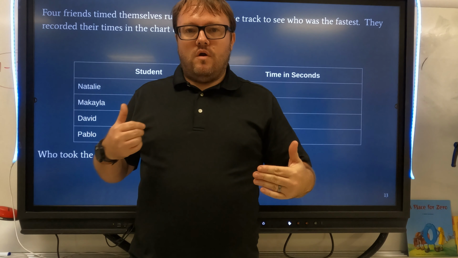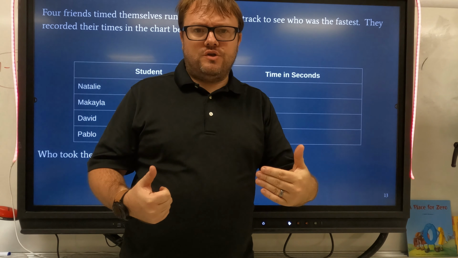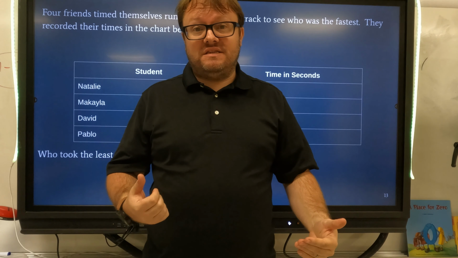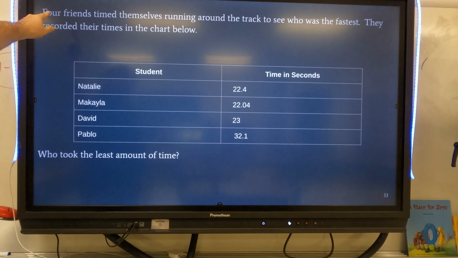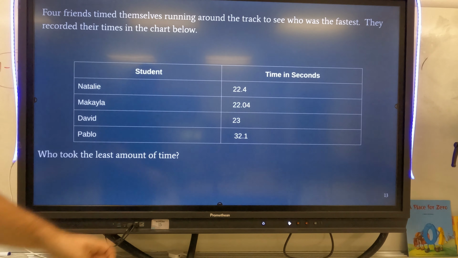I wanted to go over some word problems with comparing numbers, making sure that we understand how to do that and solve these problems correctly based on place value, okay? So take a look at this problem here. You have 4 friends time themselves running around the track to see who was the fastest. They recorded their times in the chart below. So you have the students here, you have the time in seconds.